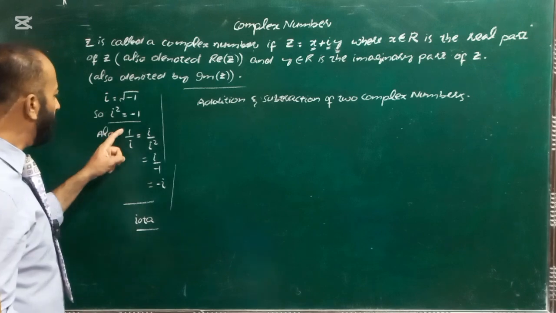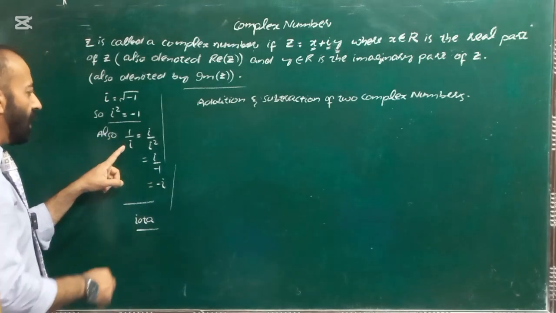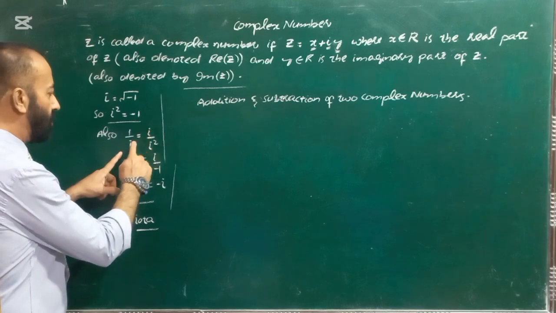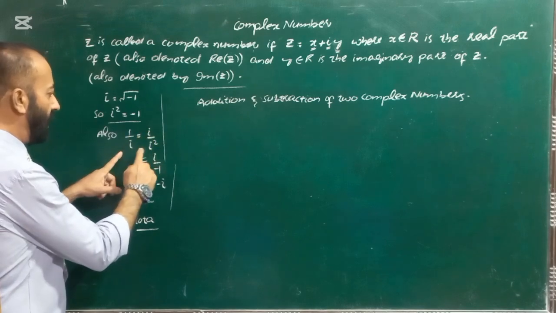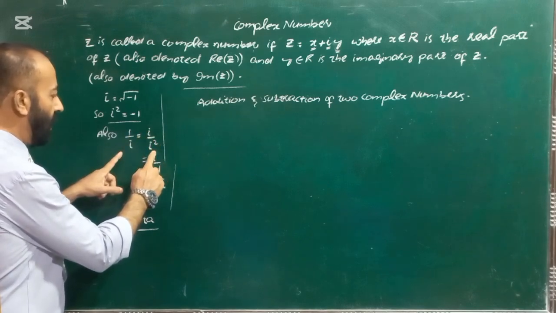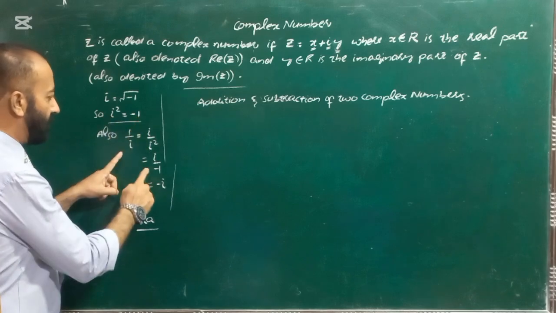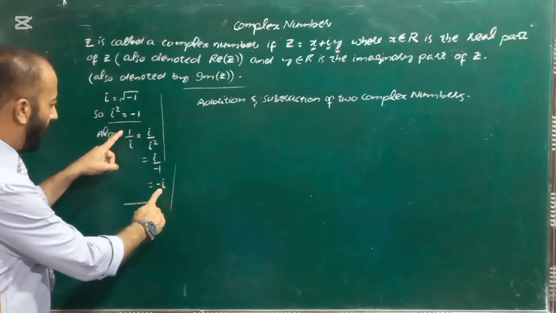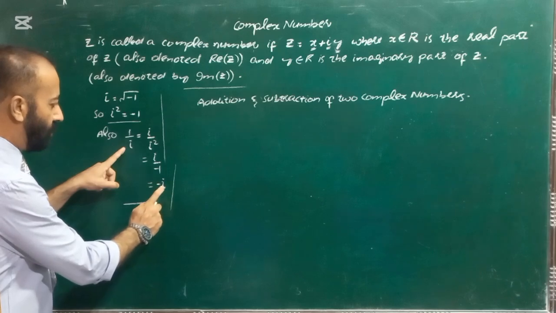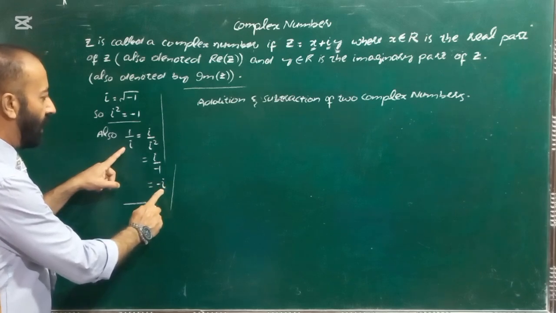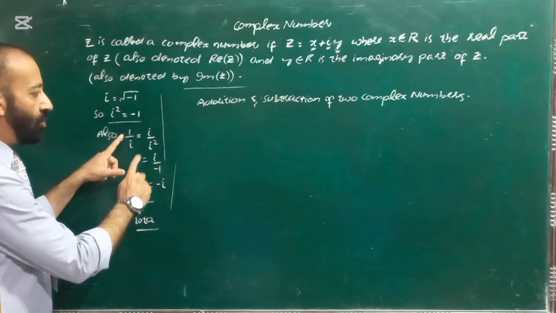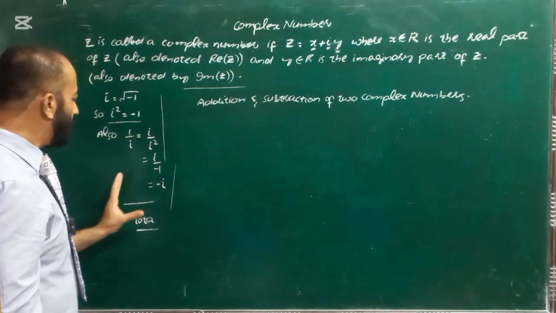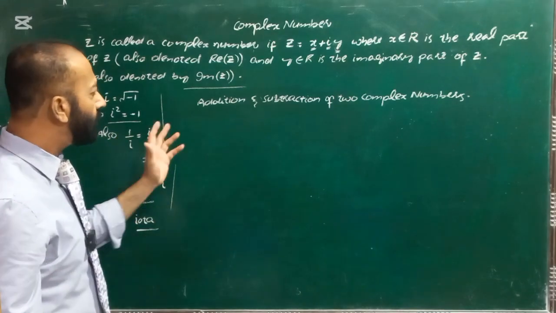Look now, if we are given 1 over iota, and we multiply numerator and denominator by iota, the numerator will be iota and the denominator will be iota square. Iota square, you know, is -1. So it will be minus iota. So 1 over iota will be equal to minus iota. Likewise, iota will be equal to 1 over minus iota. So this is an important concept.